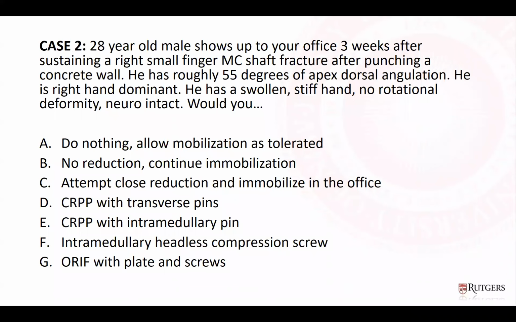Okay, so 26% are saying attempt closed reduction and mobilize. We have 13% saying a headless compression screw, 13% saying allow mobilization as tolerated, and then 13% for different forms of CRPP. The majority are saying attempt closed reduction.